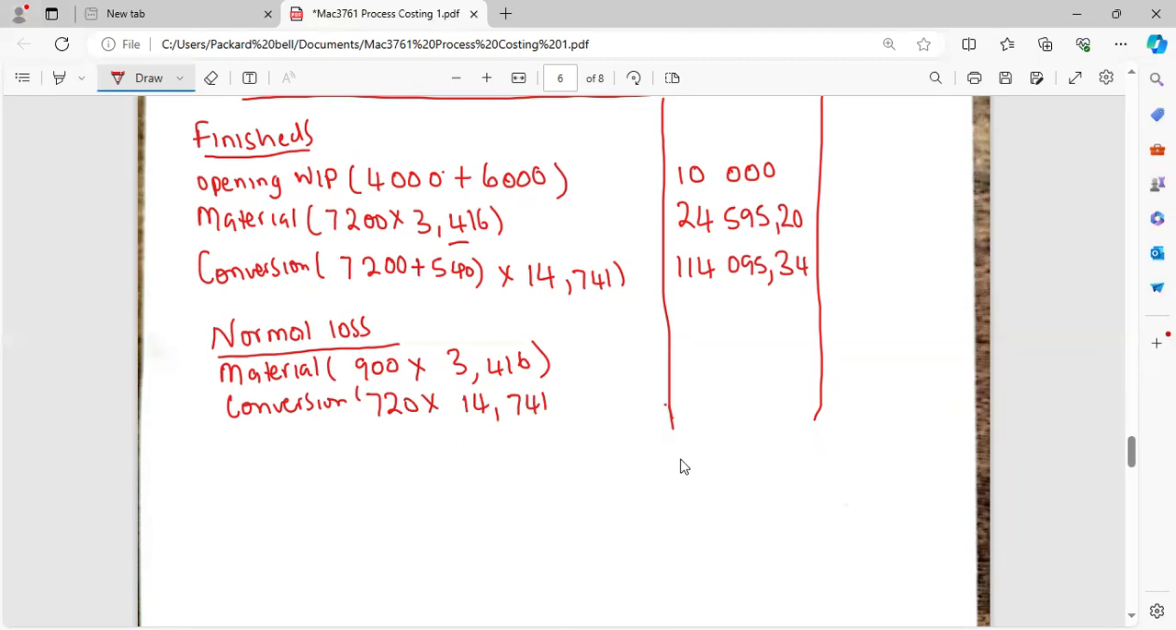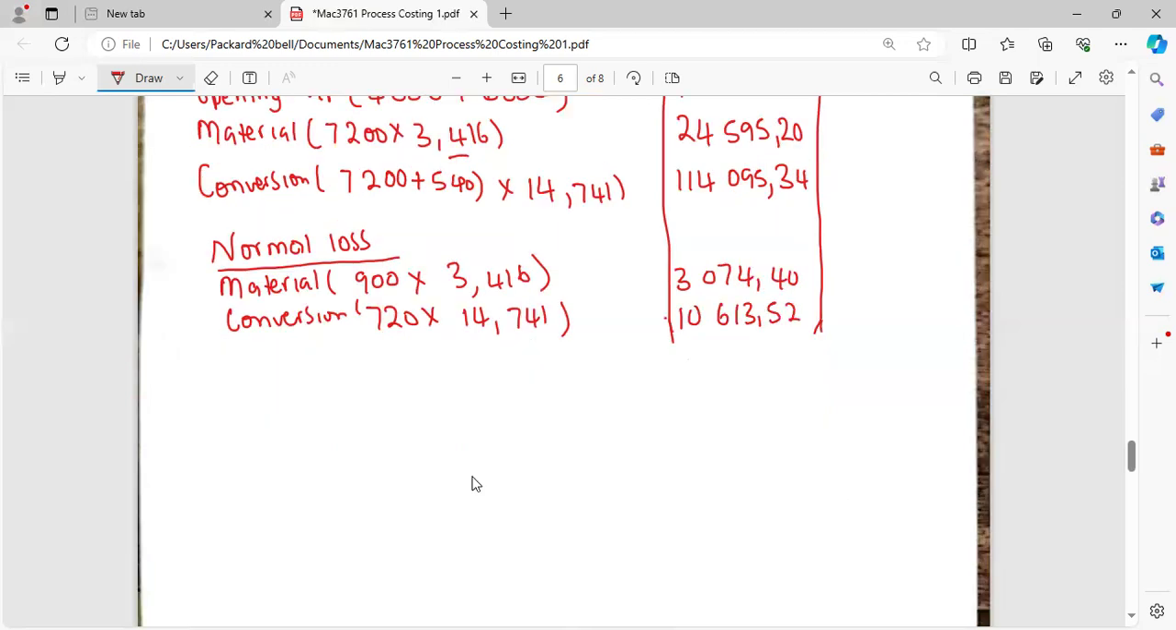So we multiply the figures. Then how much are we going to have when we multiply the materials? It's 3,074.40. Then conversion cost, how much are we going to have here? We multiply 720 by 14.741. Right? Then that's your normal loss.